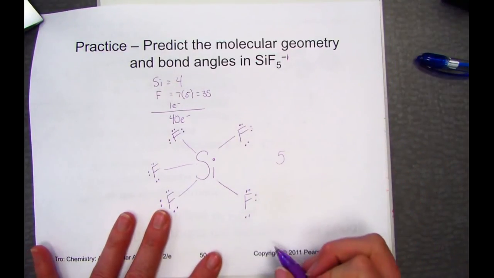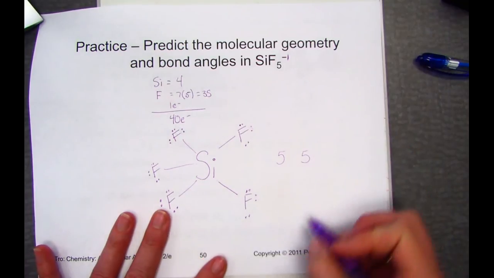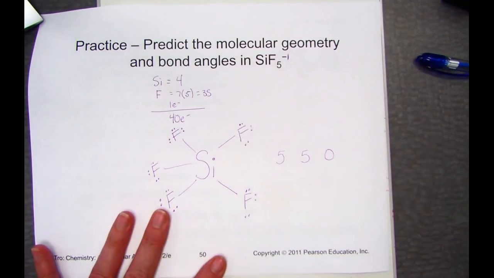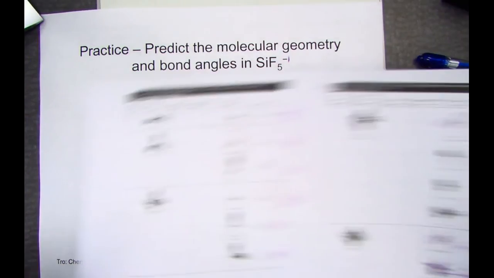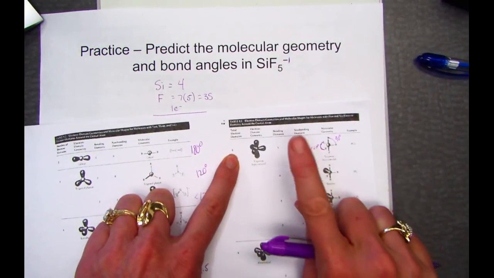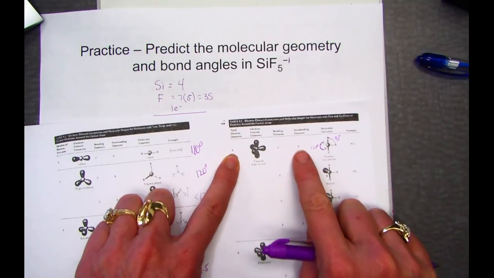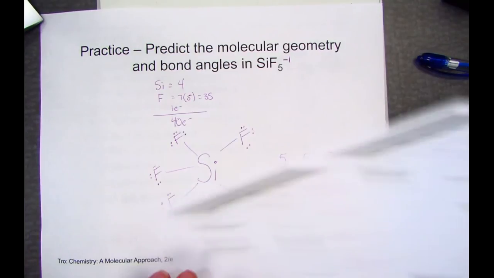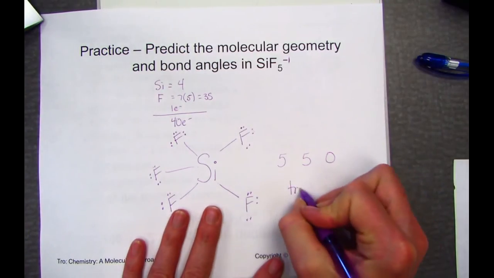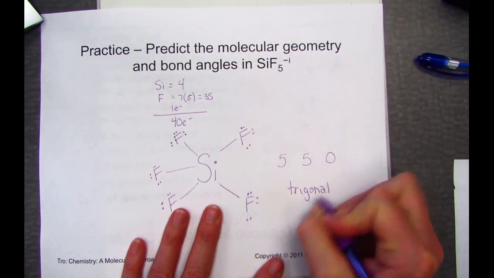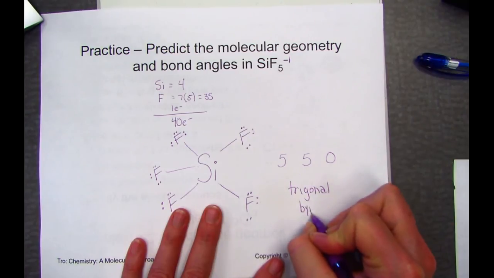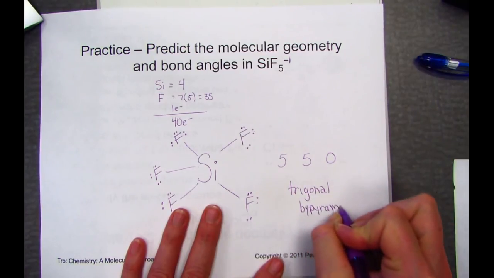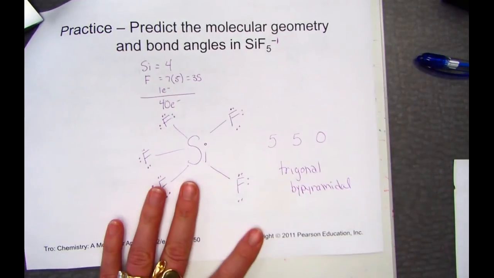Five electron domains, all five are bonded, leaving zero unbonded. Using my VSEPR chart, I look up 5, 5, 0. Five electron domains, five bonded, none unbonded. I have a trigonal bipyramidal molecular shape. Trigonal bipyramidal.